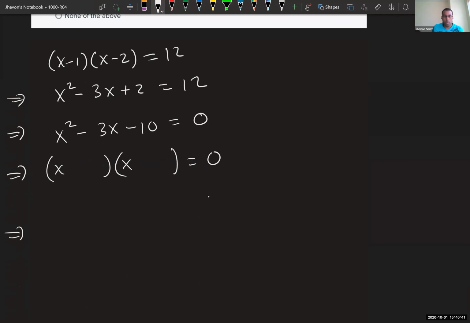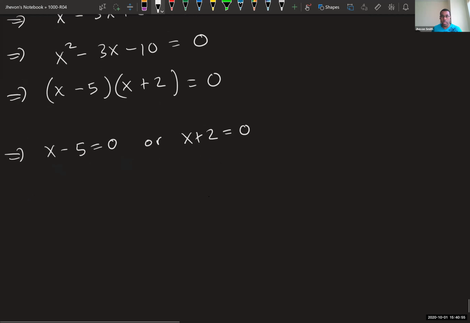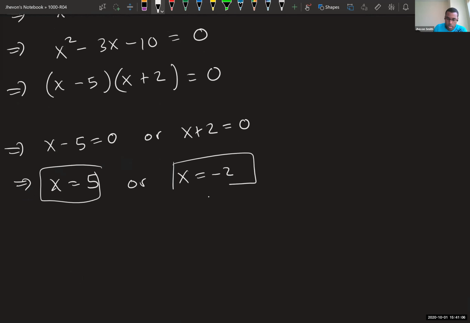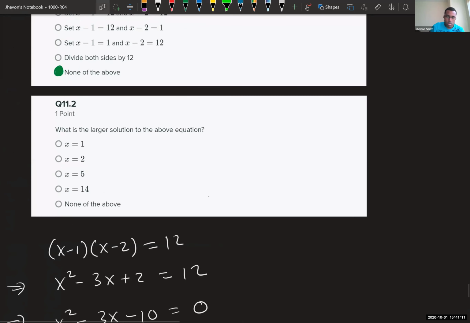X minus 5 and x plus 2. Right. And so you can set x minus 5 equal to 0 or x plus 2 equal to 0, because if you have two things multiplying to give you 0, one or the other must be 0. This is called the zero factor property, which means your x is either 5 or your x is minus 2, and that's the larger one. So x equals 5 would be the response here.